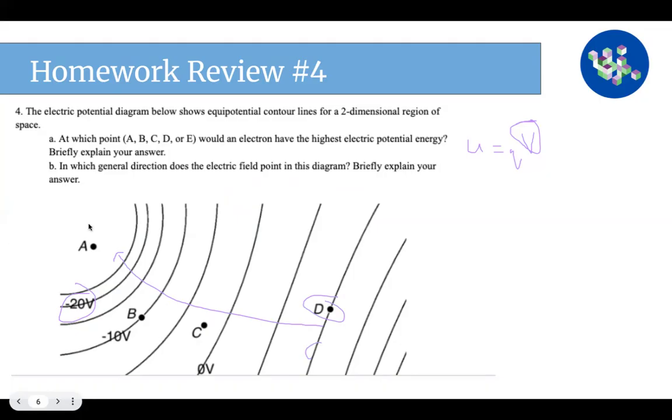And what direction does the electric field point in this diagram? Remember, the electric field is always perpendicular to the equipotential lines, and the electric field points in the direction where the potential is decreasing. So here, potential is decreasing in this direction, right? So the electric field at any point will be perpendicular to the equipotential line and pointing approximately towards the left. So maybe here, or if I'm looking over here, it will be pointing in that direction. So yeah, conceptual problem.